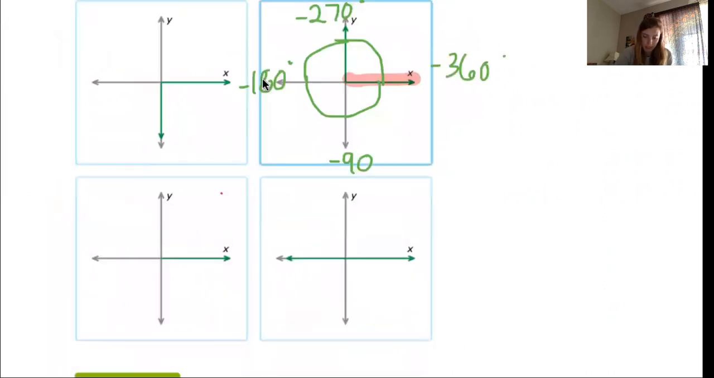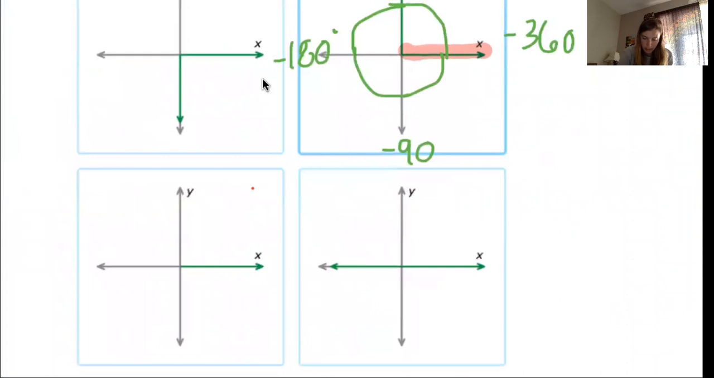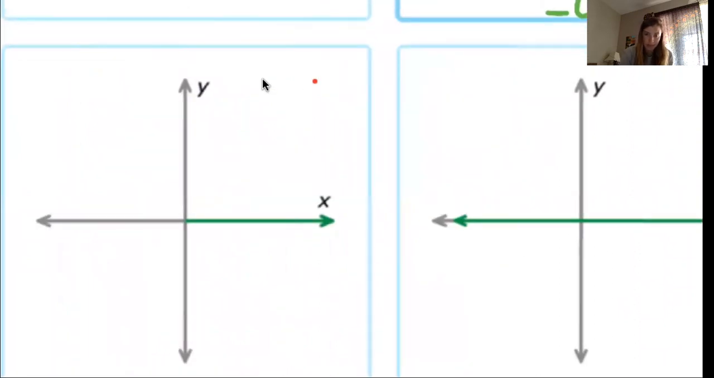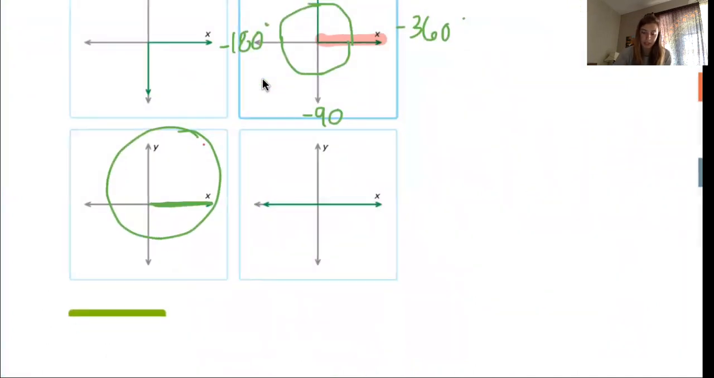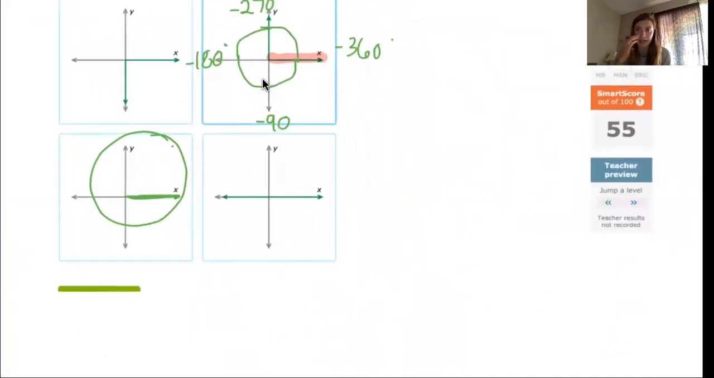So which one is that of my options here? It's kind of hard to tell, but it's going to be this one because it's this line right here. It's just your starting position. So I did a full rotation around the unit circle and landed back at my starting point.